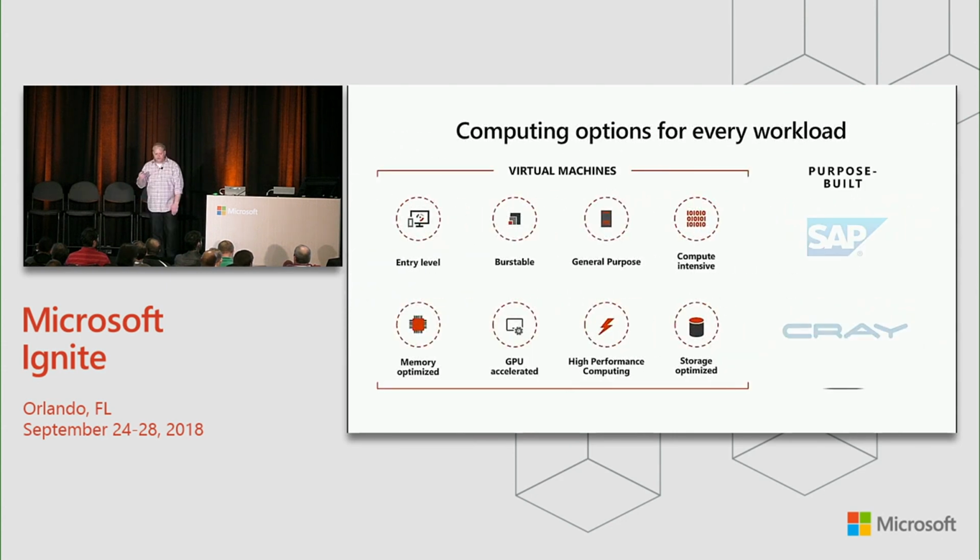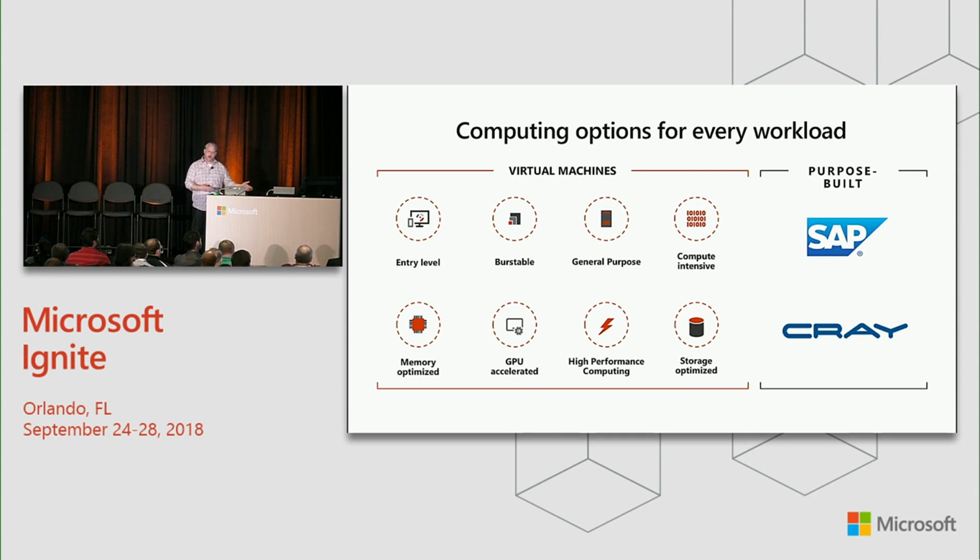And in fact, we have choices that will meet you for the entry level. Burstable sizes are what we introduced last year, all the way up to the storage optimized. And then on the right-hand side, we actually offer a set of bare metal-based systems. So SAP, you can run either in a virtual machine, up to 4 terabytes of memory in the virtual machine, or up to 20 terabytes when running on bare metal. Also, Cray is available in bare metal. You can actually run that supercomputer in Azure.